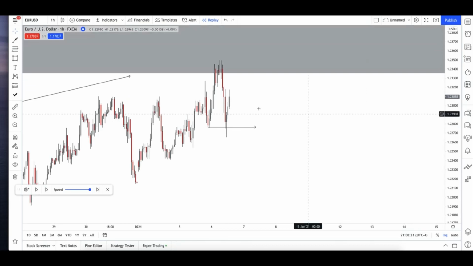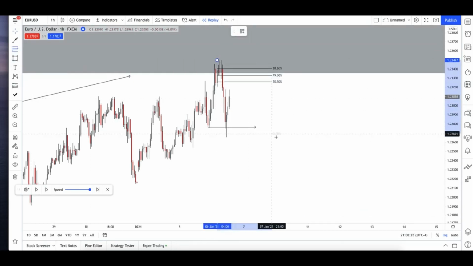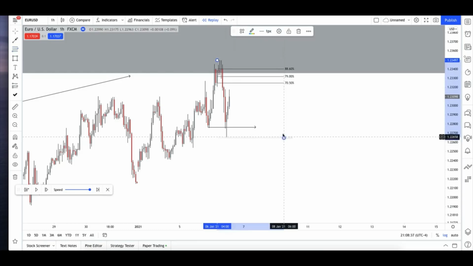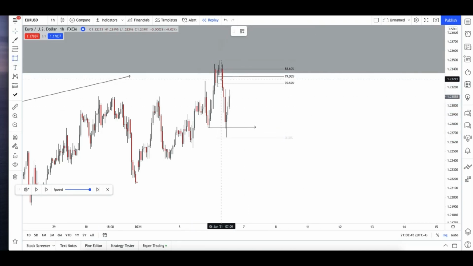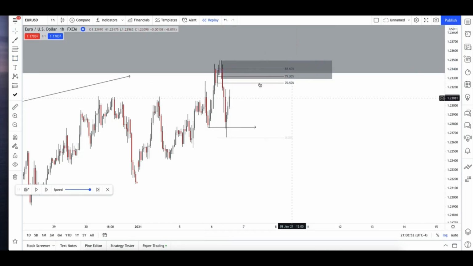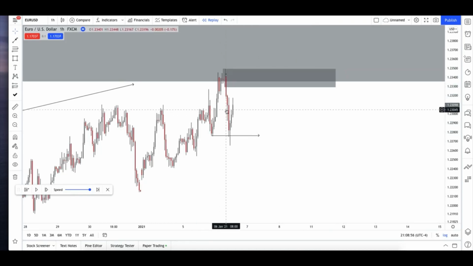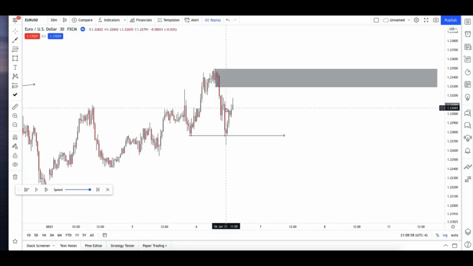Now, what we can do is not necessary, but we take out our fib, mark out that price range from the high to the low, and we clearly identify this nice hourly supply that aligns perfectly with the 79%. So now I would mark out this 1 hour area of supply. And now what I'll do is break it down. I'll head over to the 30-minute and see if I can refine it to anything.